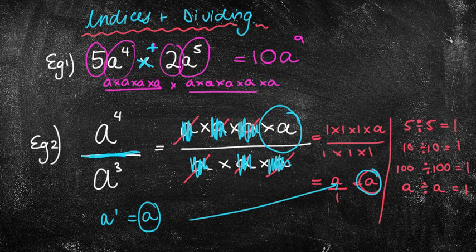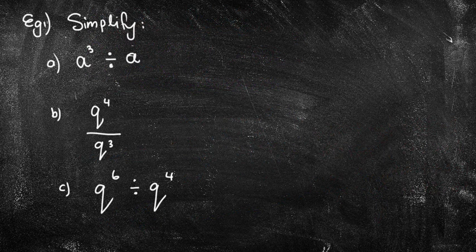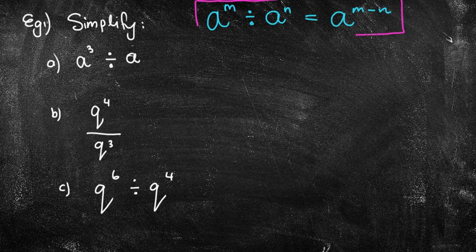So the little rule that we're going to come up with, and again, what I would like you to do is to write the following down: a to the m divided by a to the n equals a to the m take away n. Now, once again, if you can learn this little rule, you just need to know that if you are dividing the bases that are the same, we can simply minus the powers.